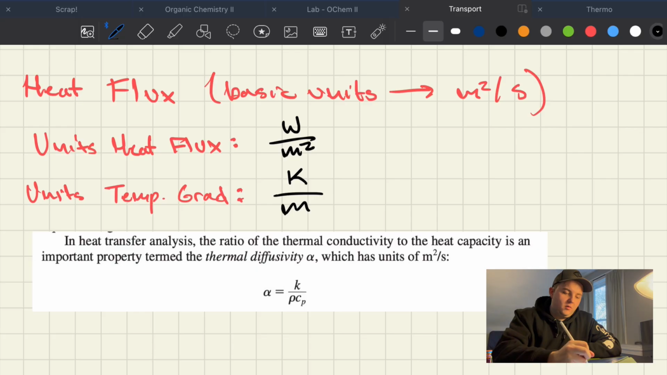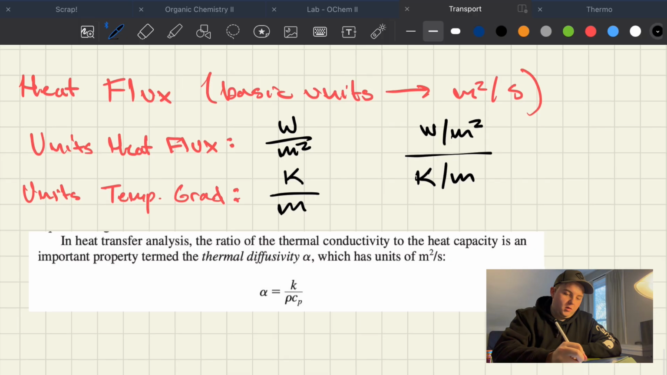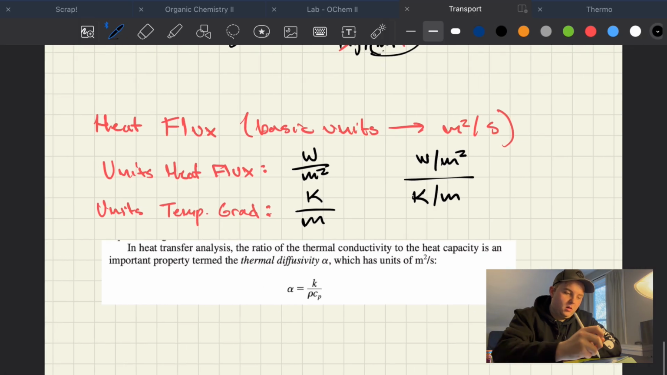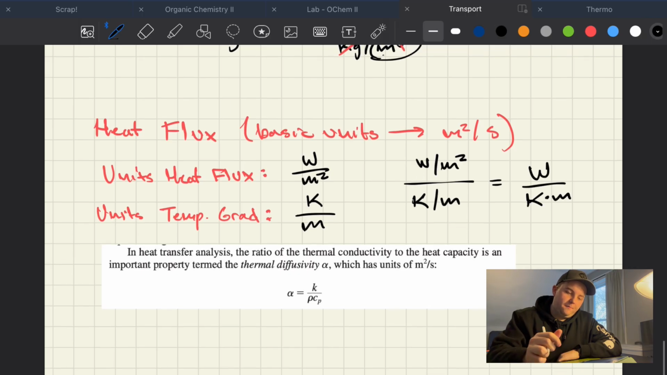And then we're going to have to do the same ratio that we did before. So we're going to have watt per meter squared over Kelvin per meter. And then when we cancel, we're going to get, let's just write it out, a watt per Kelvin meter, I believe.